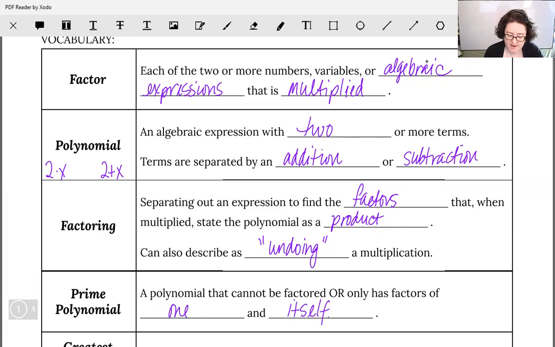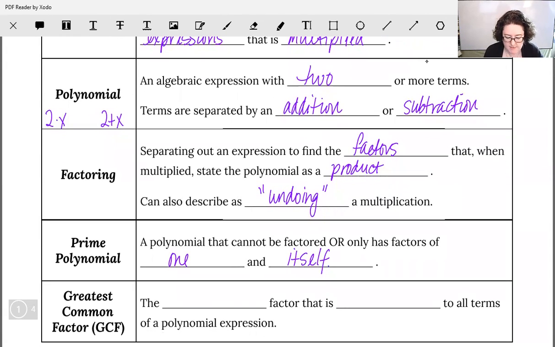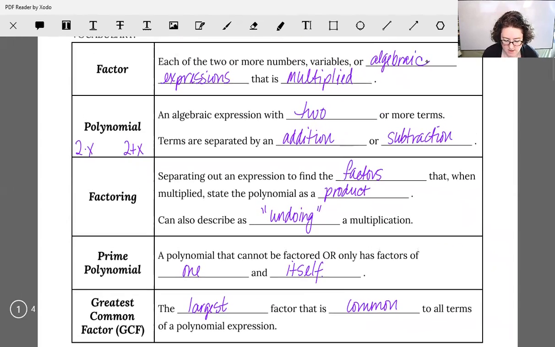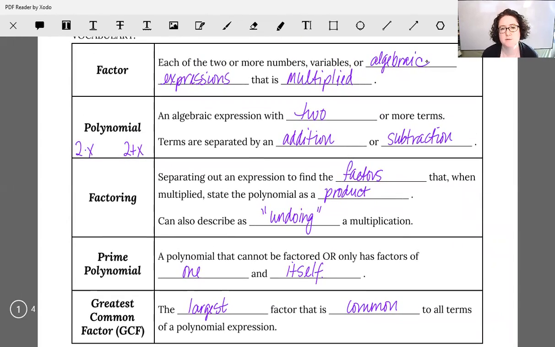And then our last piece of vocab for today, the greatest common factor, or what you've seen as GCF. So GCF is the largest factor that is common to all terms in an expression. Now, this could be two numbers, or this could be a combination of multiple terms that could have numbers and variables in them. Okay, if you need to, go ahead and pause the video and copy down your vocab, especially if you're not using the organizer.